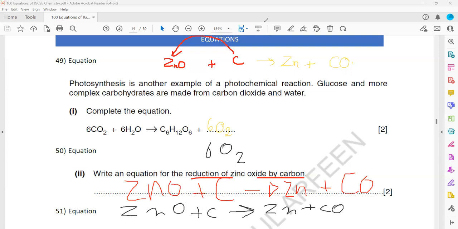Or you can also write carbon dioxide as well. For example, if a student writes CO2, that is also correct. What you have to do in that case is balance the equation as well. There are two oxygen, so we put two, and two zinc are there. So this equation is now balanced. So either carbon monoxide or carbon dioxide.